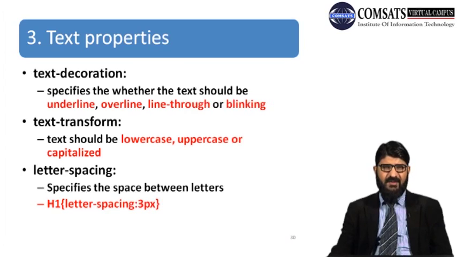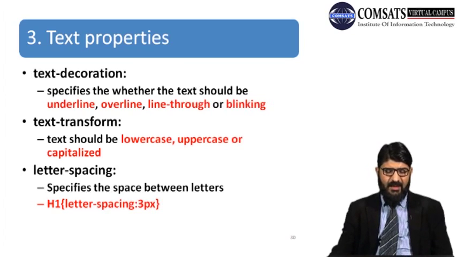And the next property for the text is text transformation. Here the text should appear either in lowercase, uppercase, or all capital. तो या तो सारे अल्फाबेट्स आपके स्मॉल लिखे हों, या आपके अल्फाबेट्स कैपिटल लिखे हों. So this we need to discuss in text transformation. And then letter spacing, which defines the spacing between the letters. An h1 web form element is given, and then the letter spacing property is given with 3 pixels, that is the value for the particular property of h1.